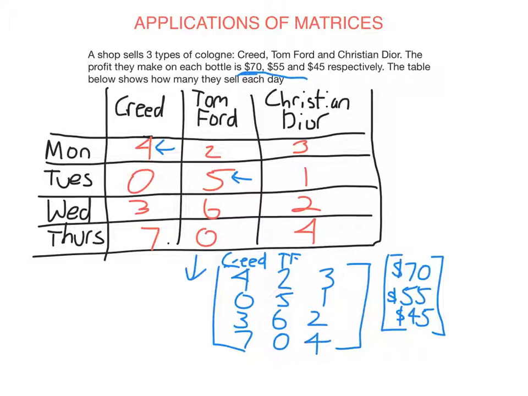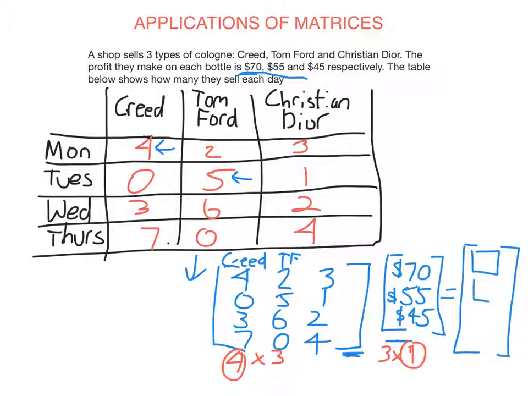Now what happens is, if I multiply this matrix by this matrix, so this one is of course a 4 by 3, this matrix is 3 by 1, my resulting matrix will be 4 by 1. So I put it up like this, 4 by 1, it'll have 1, 2, 3, 4 entries. Now, because of the way matrix multiplication works, this first number here is going to be 4 times 70 plus 2 times 55 plus 3 times 45.